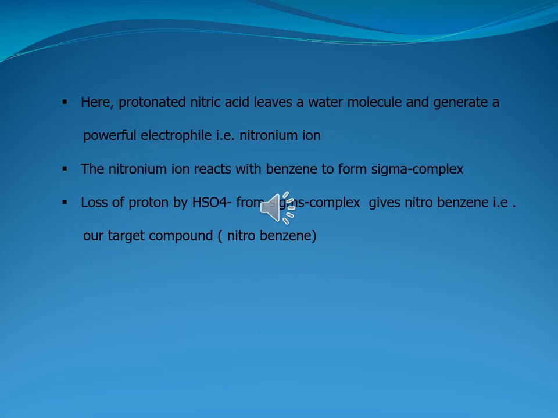Here, protonated nitric acid leaves the water molecule and generates a powerful electrophile, that is the nitronium ion. The nitronium ion now can be introduced to the benzene molecule as a powerful electrophile by the replacement of the proton of the benzene ring. The nitronium ion reacts with the benzene to form a sigma complex, which stabilizes itself by the resonance phenomenon. Loss of a proton by the bisulfate from the sigma complex gives nitrobenzene, that is our target compound.